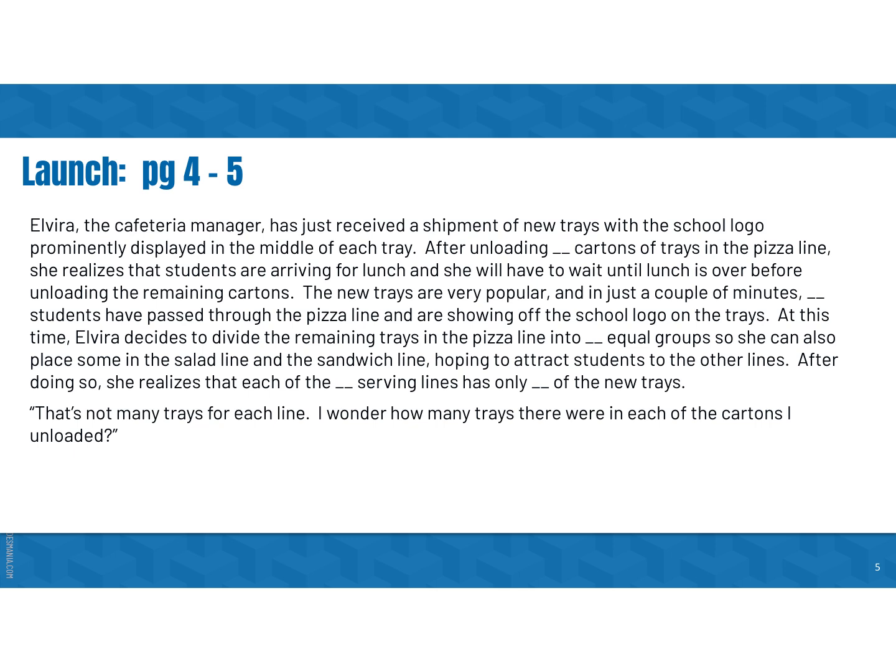At this time, Elvira decides to divide the remaining trays in the pizza line into blank equal groups so she can also place some in the salad line and the sandwich line, hoping to attract students to the other lines. After doing so, she realizes that each of the blank serving lines only have blank of the new trays.